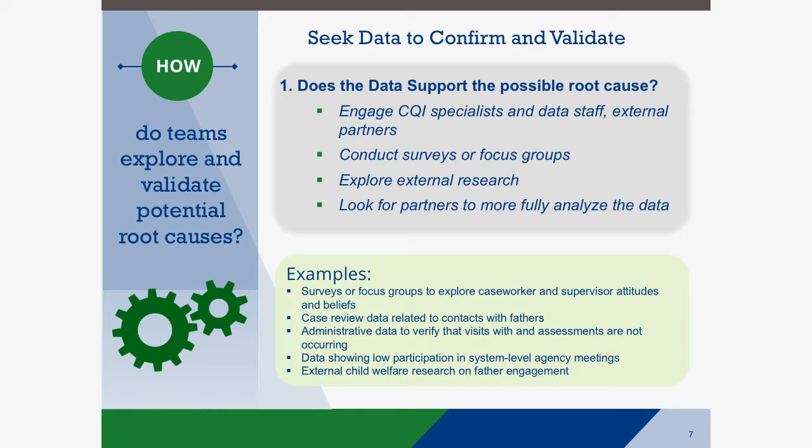While teams might not be able to find data for every connection between contributing factors and the identified root cause or causes, they should make an attempt to find evidence for as many as possible. Data will help not only support and validate potential root causes, but also rule out unsupported ones. Using the example from the brief, some possible sources of additional data might include surveys or focus groups to explore caseworker attitudes, case review data with fathers, administrative data to verify assessments, data that shows participation of fathers in system-level meetings, or even external research on father engagement in child welfare programs.